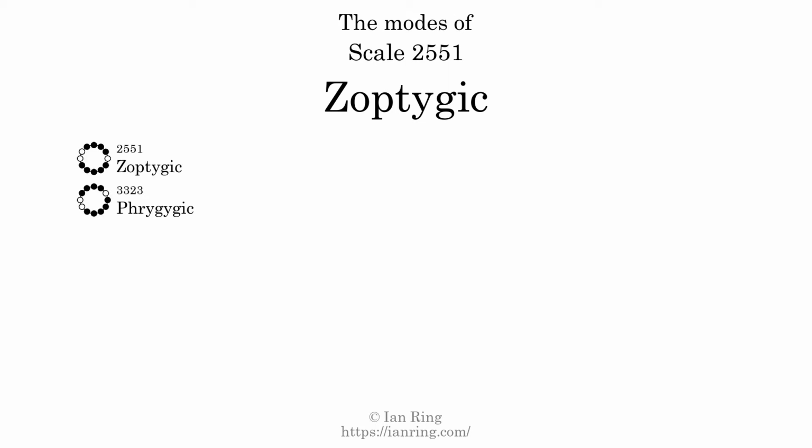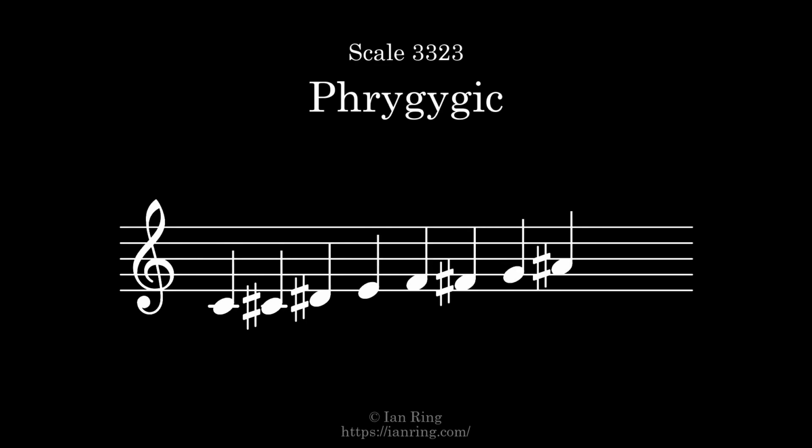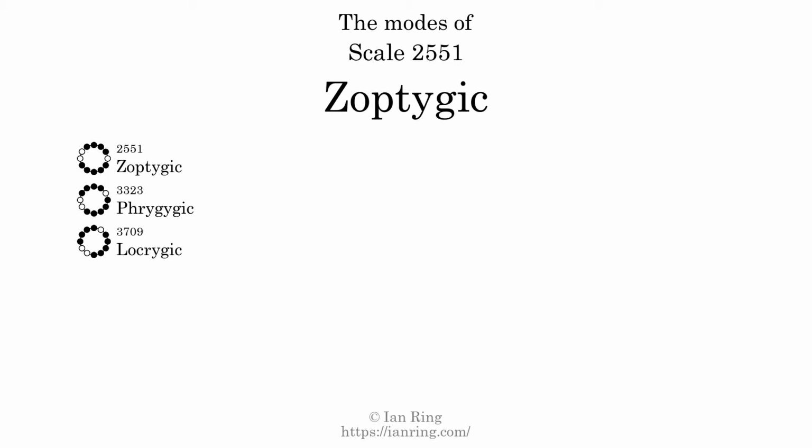The second mode is scale 3323, also known as phrygigic. It sounds like this. The third mode is scale 3709, also known as locrigic. It sounds like this.